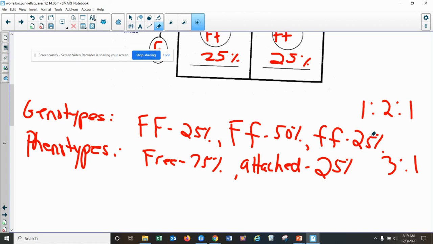Now, if you're taking the ACT or some tests like that, a lot of times they use ratios instead of percentages. So they might have this, 1 to 2 to 1, which means that for every one of these, there's 2 of these and 1 of these. So it's the same thing, just looking at it a little differently, in ratios instead of percentages. Now for phenotypes, the homozygous dominant and heterozygous are both going to be free earlobes. So you'd say the chance of being free earlobe is 75%, chance of being attached earlobe is 25%, and if you were looking at that as a ratio, it would be a 3 to 1 ratio.